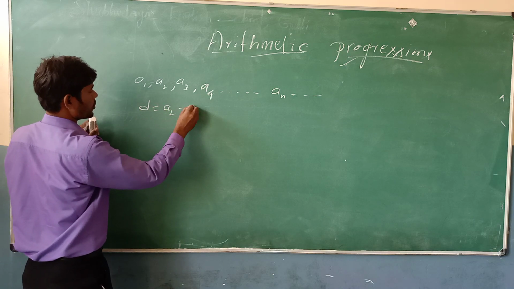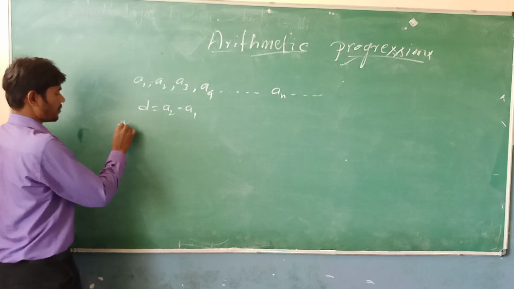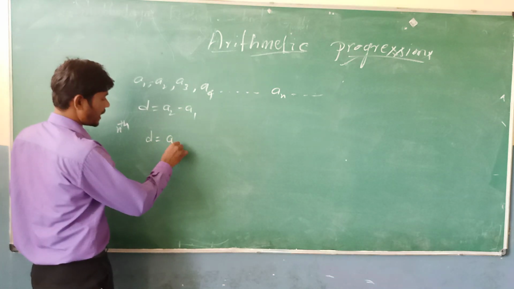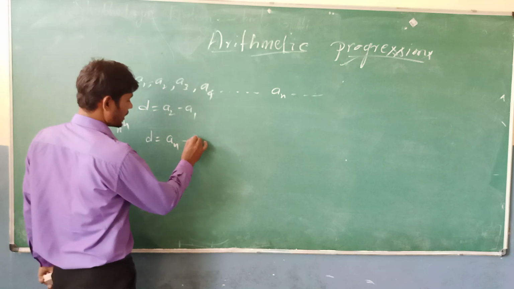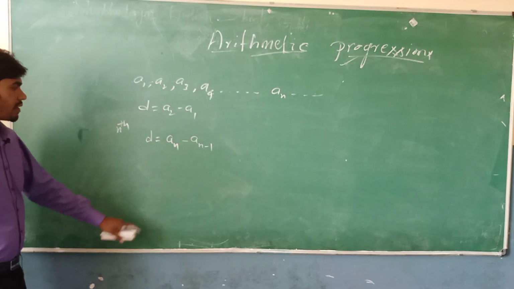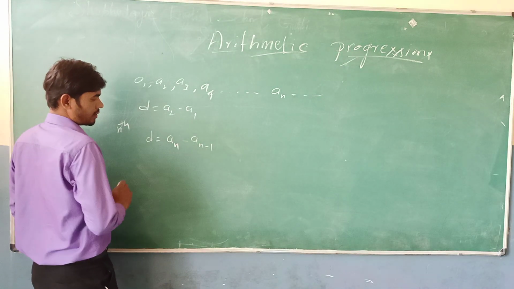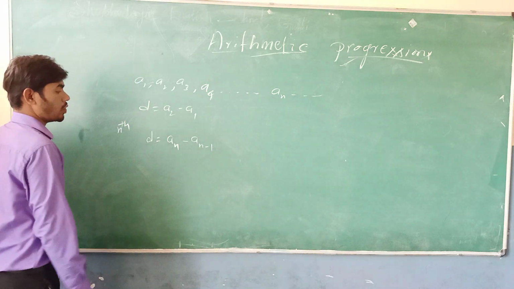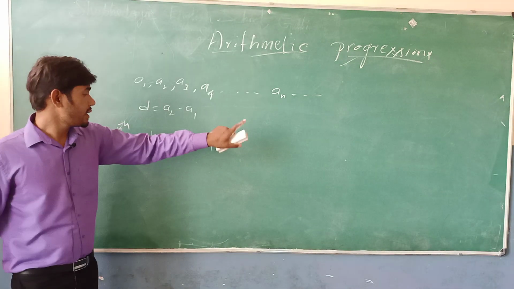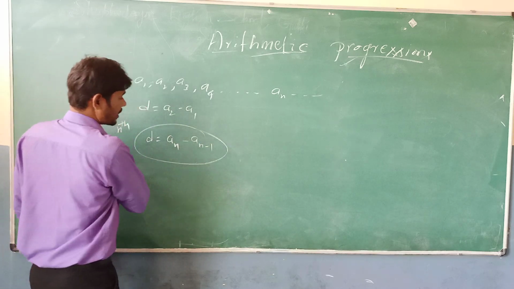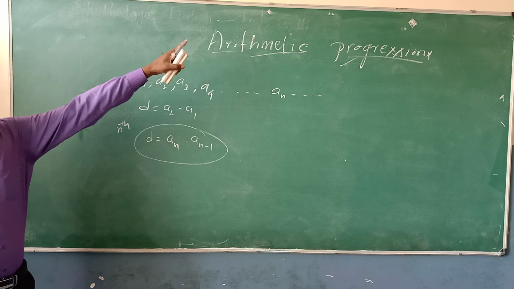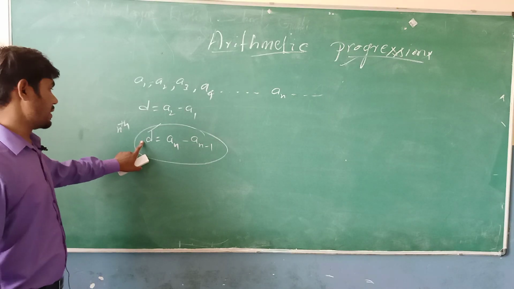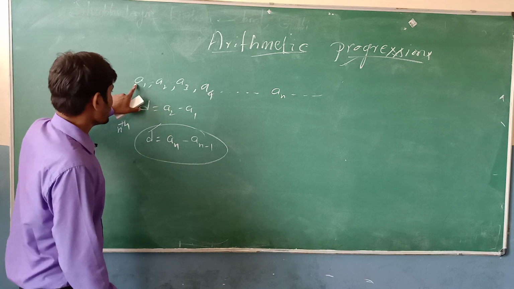Therefore, d is equal to a2 minus a1. If it is considered for the nth term, d can be written as d is equal to an minus an minus 1. Because an is the last term, if we subtract one term, the previous term will be obtained. That's why we write n minus 1. We can calculate the difference between two terms of an arithmetic progression. D can be called the common difference. Do you understand? Next we move on.